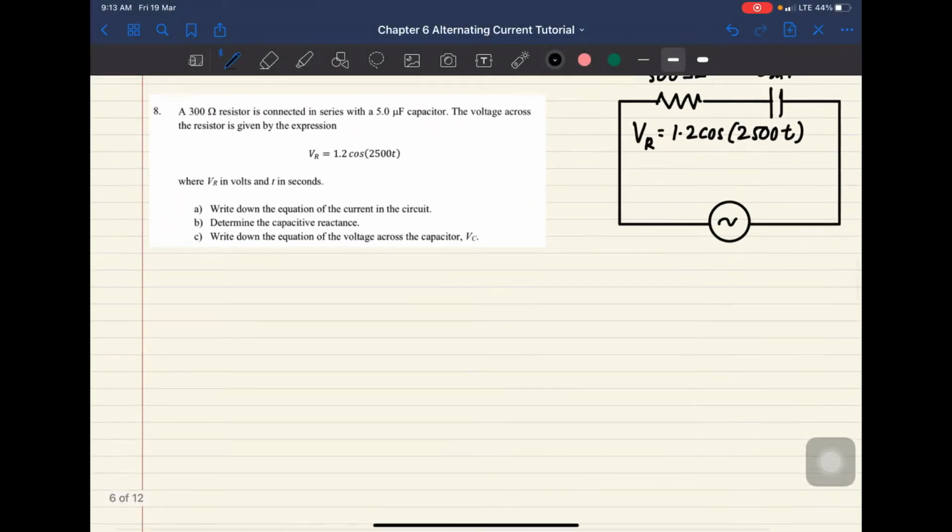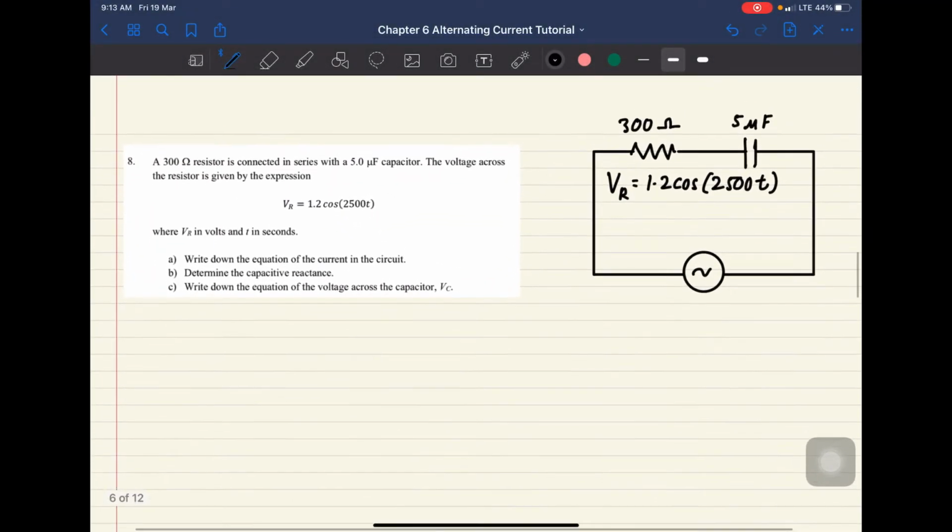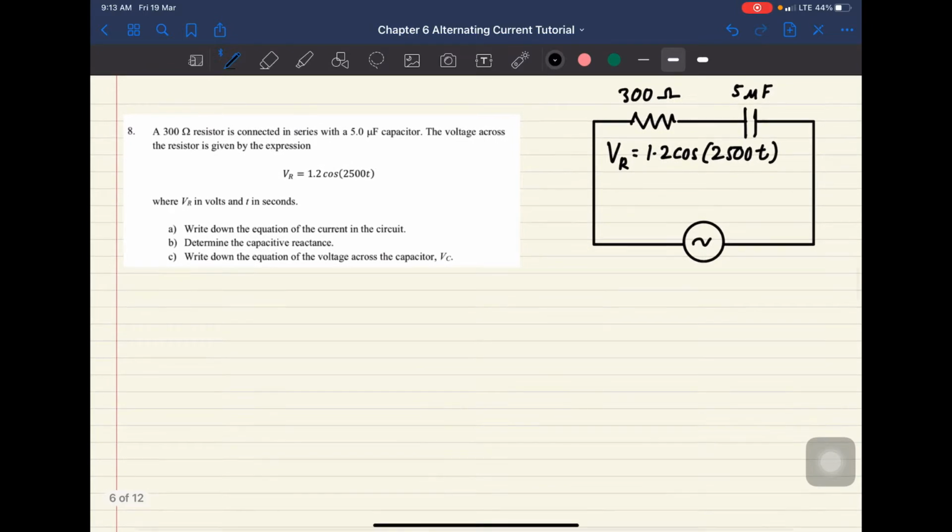Okay, for question number 8, a 300 ohm resistor is connected in series with a 5 microfarad capacitor. So you have a resistor and a capacitor. I draw the circuit like this. So this would be your RC circuit.